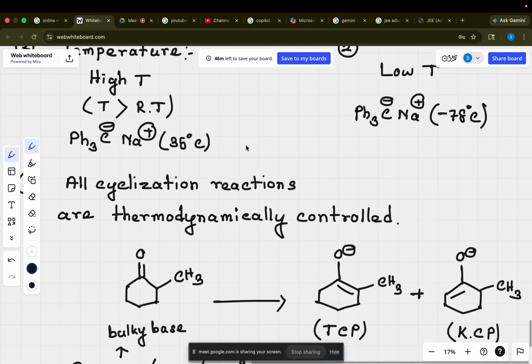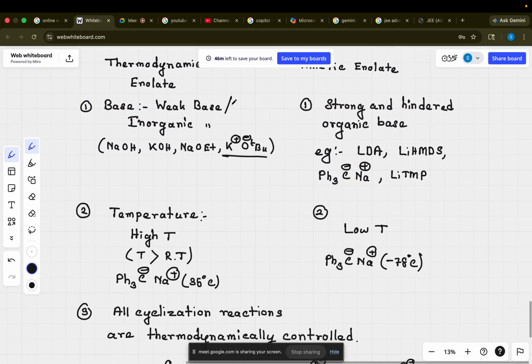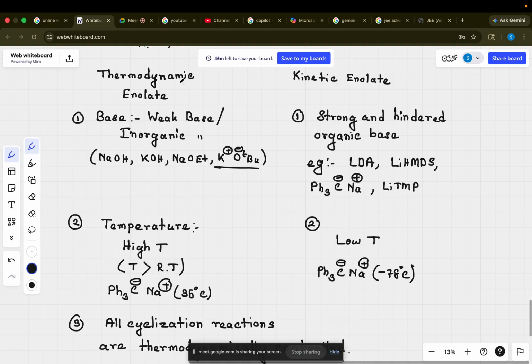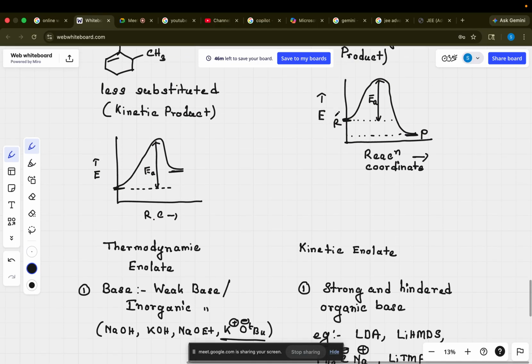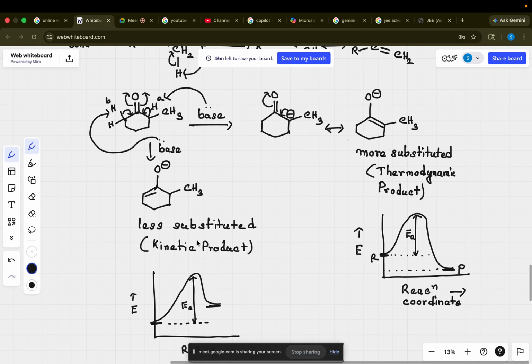Kaveri, you just see the recording. We have not done that much so far. So we have two kinds of enolate: thermodynamically controlled enolate and kinetically controlled enolate. Thermodynamically controlled enolate means it will be more substituted, and kinetically controlled enolate means it will be less substituted.